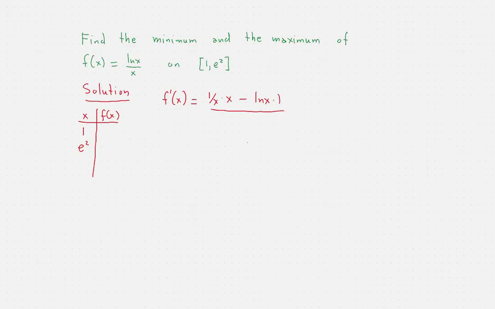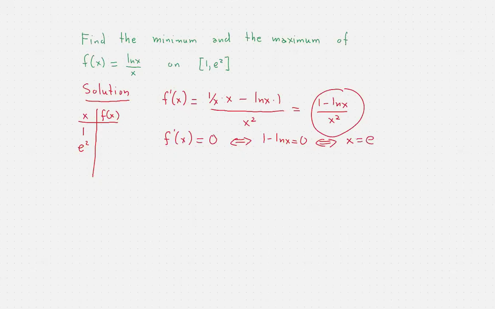And if we wish to have f prime of x equal to 0, then that's equivalent to having this fraction equal to 0. Yes, but a fraction is equal to 0 if and only if the numerator is equal to 0. So 1 minus ln of x equals 0. And when is ln of x equal to 1? That's the only time that this happens, when x is equal to e. Ln of e is equal to 1, and that's the only time that this happens.